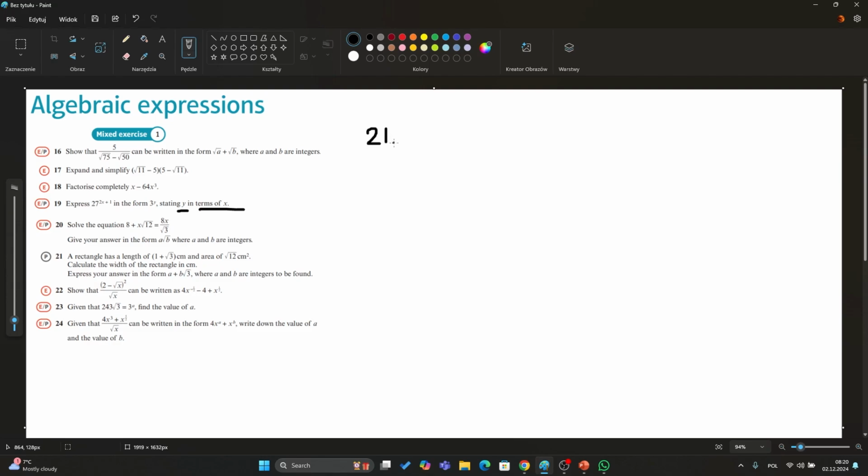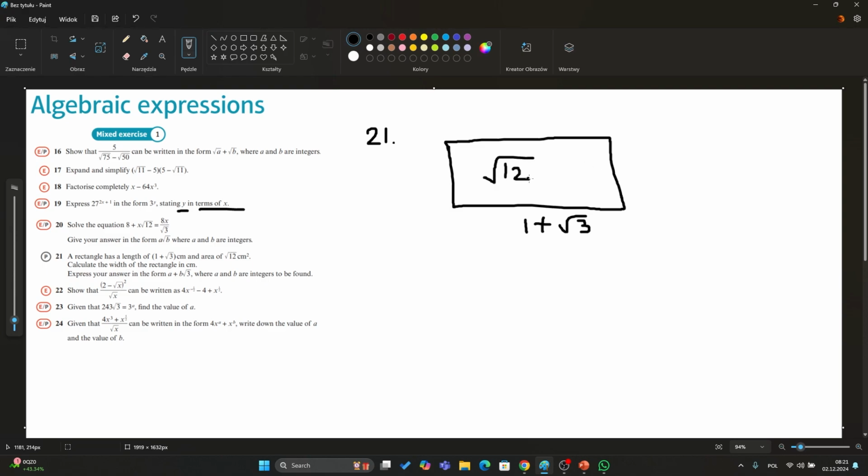Now, question 21. A rectangle has a length of 1 plus root 3. Now, sorry if you can hear some noise in the background, but somebody's making a noise and I cannot stop that. So if you hear a noise in the background, that's not my fault. And I'm really sorry for that. And the area of this is 12 centimeters squared.